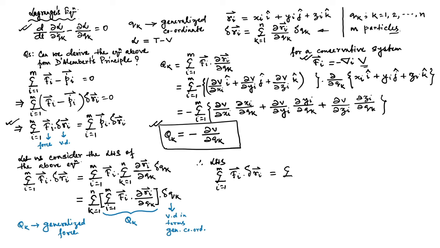summation k equal to 1 to n, we have qk and then delta small qk. Now, if we write down the expression of qk, so this will be summation i equal to 1 to m, in place of qk we have this expression times delta q. So, that is the expression we get for the left hand side.